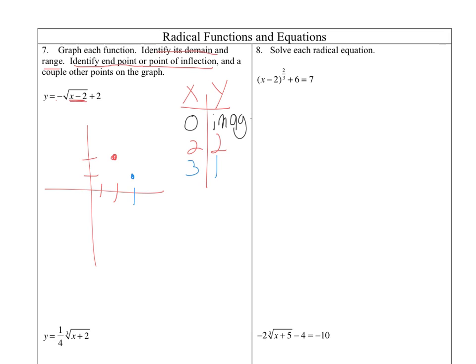It might be nice to go one number up again to see what the shape of this is. And to do that, I'm going to try to make the inside 4, take a nice perfect square, and that's going to be 6. 6 minus 2 is 4. Square root would be 2. Negative 2 plus 2 would be 0. So 1, 2, 3, 4, 5, 6, 0. My graph looks something like this. And we're done.